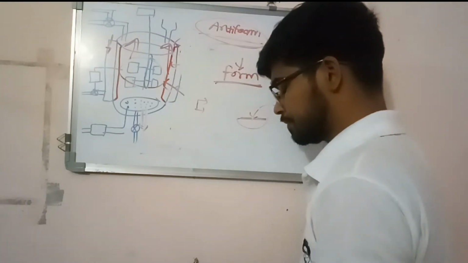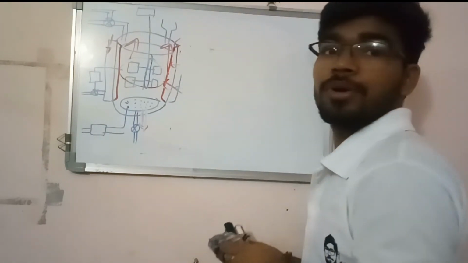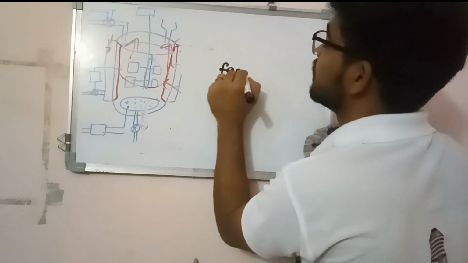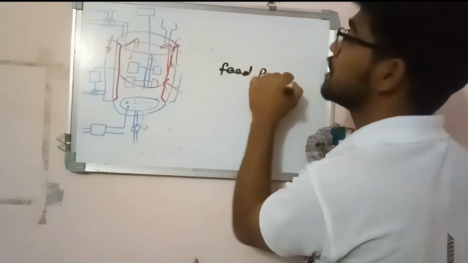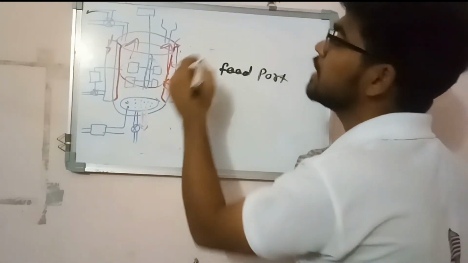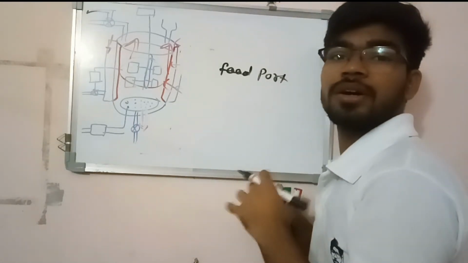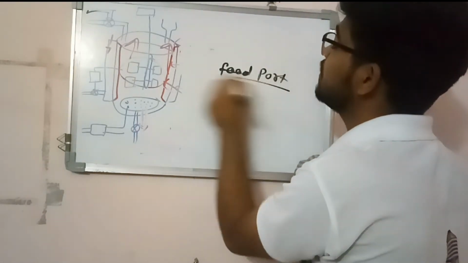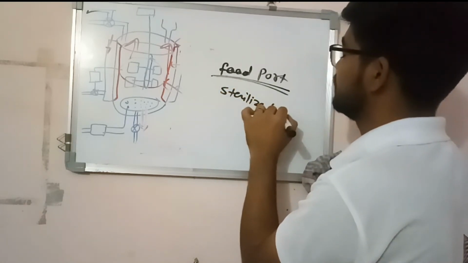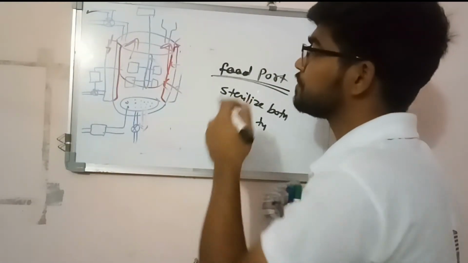The next thing in the fermenter is the feed port. A feed port may be a second heart thing. The feed port is located here. Here the continuous feed is present. In continuous fermentation, the continuous feed is added, but in a batch fermentation, the continuous feed is not added. So the feed port may be sterilized both ways, in situ, outside and inside, both times.